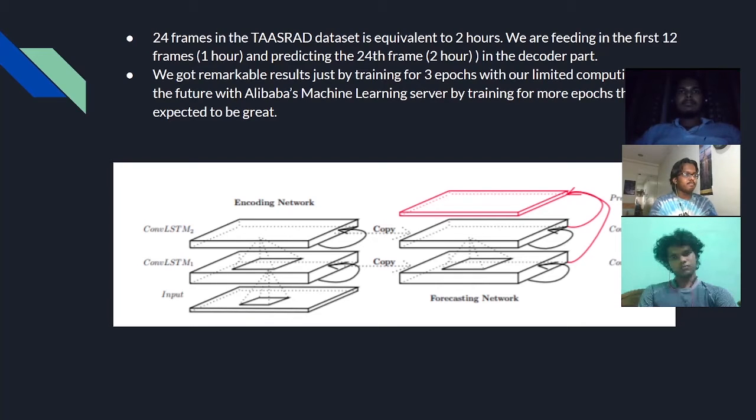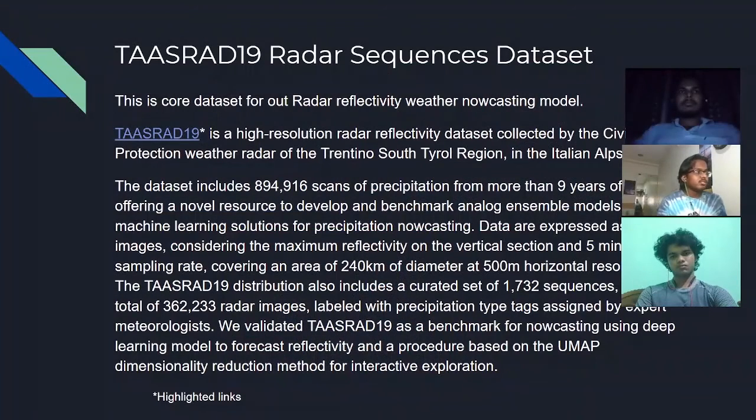All right. So going back to our dataset, we are using the TASRAD 19 dataset, and there's a specific reason why we are using it, which I'm going to explain. This is our core dataset for our radar reflectivity nowcasting model. It's high resolution, collected by a civil protection weather radar of the Tyrol region in the Italian Alps. It consists of 9 years of data from 2010 to 2019 and almost 900,000 scans. So it's a very big dataset.